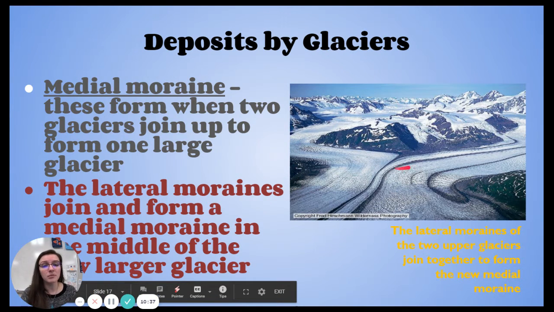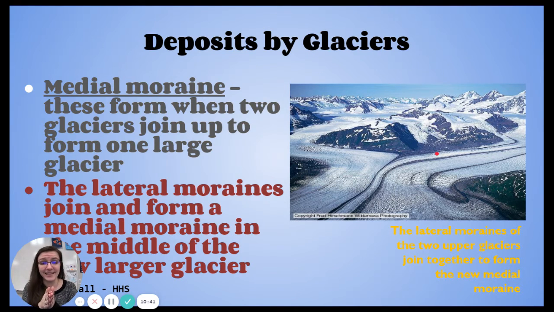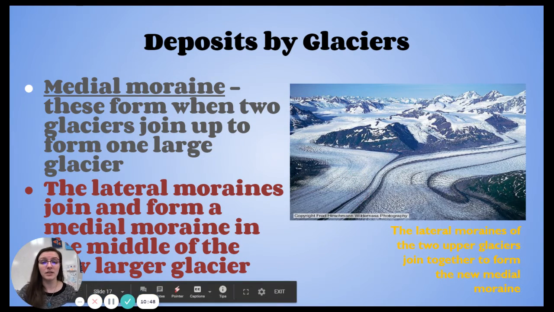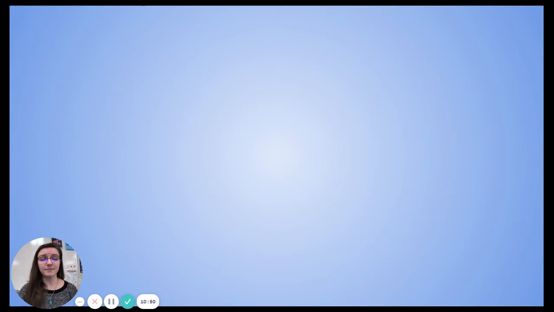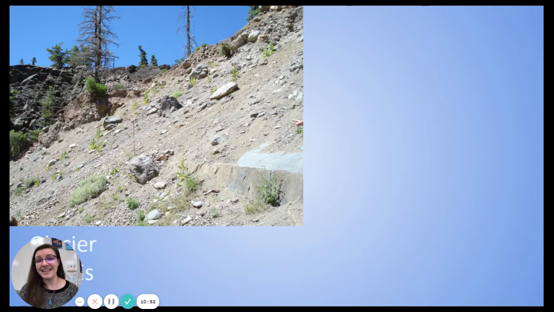And the lateral moraines, the ones on the side, on the outside, are now suddenly in the middle of a new, bigger glacier. So a medial moraine can form in the middle of a bigger glacier. We can see these things left behind when glaciers move.